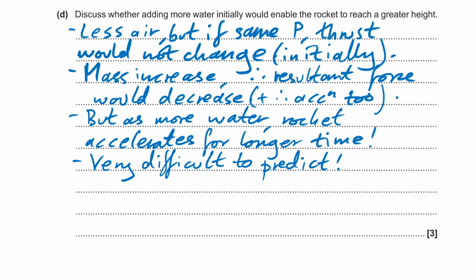So let's just add into here: mass increase, therefore resultant force would decrease, and acceleration too. So we would say lower height reached, but then the rocket accelerates for a longer time, therefore we'd say a higher height reached. But how much each of those affects the height reached, well, we'd have to do some fairly beastly calculations to figure that out. We have to know exactly how long it's accelerating for, and so on. So yeah, really not a nice question, OCR.